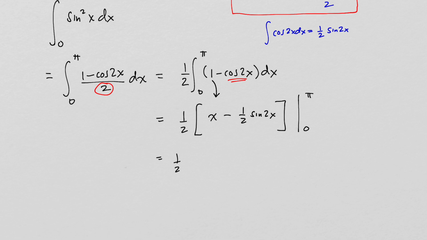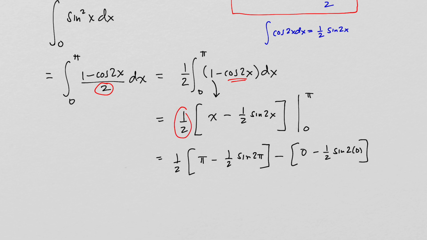So plugging in pi, we get 1/2 pi minus 1/2 sine of 2 pi minus, and then when you plug in 0, you get 0 minus 1/2 sine of 2 times 0. Let's keep in mind that this 1/2 power in front here applies to this whole thing. And then, of course, sine of 0 is 0. This is 0. Sine of 2 pi is also 0. So in the final analysis here, we just get 1/2 times pi, which can be written as pi over 2.